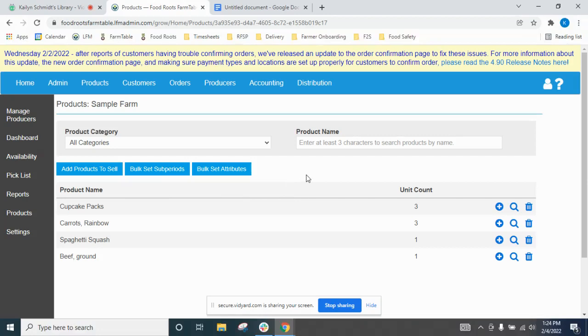In this video, we're going to look at the different product pricing types. The difference between them is going to affect how you set their availability or their inventory and how their pricing shows up on an invoice. We're going to start with type A.